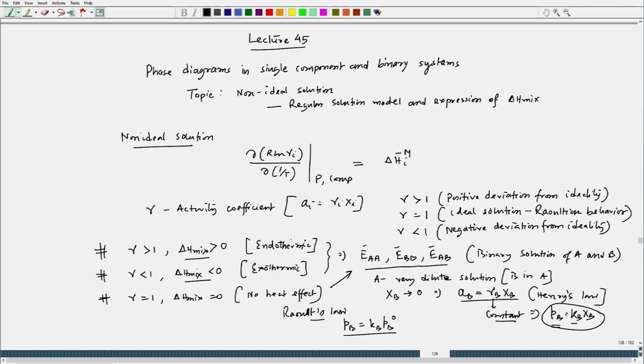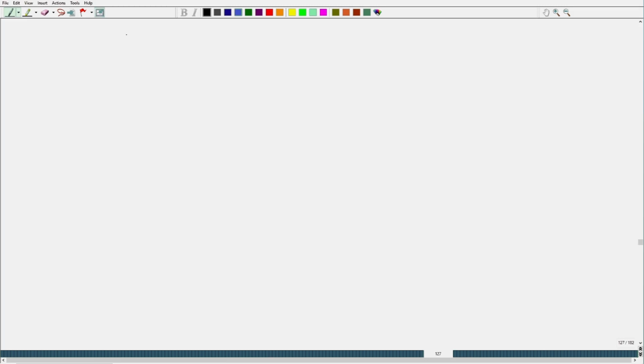Fine. Now, we could see that since this del H mix, if it is positive or negative, has a strong relation with the bond energies of A A type, B B type and A B type, our entire effort will be now finding out the relation between these three whenever we do experience such kind of values for del H mix. And in order to do that, we will use a model called regular solution model.